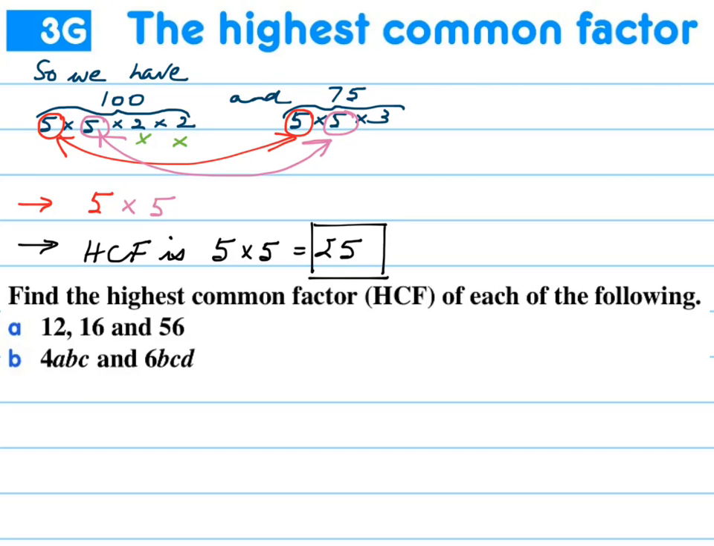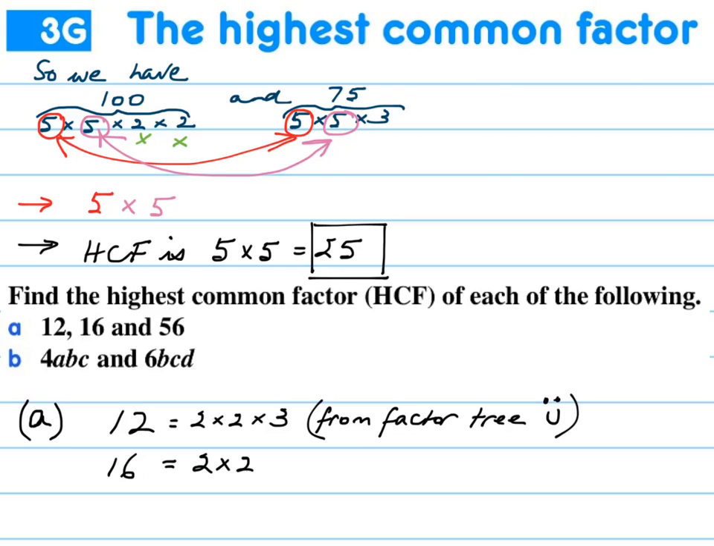Let's try some more while we're on a roll. Find the highest common factor in each of the following. We've got 12, 16 and 56, and then another one with some pronumerals in it which we'll tackle in due course. Let's do part A first. Let's factor tree them. 12 is 2 times 2 times 3. I'm assuming you know how to do a factor tree. 16 is 2 times 2 times 2 times 2, and 56 is 2 times 2 times 2 times 7. All prime numbers, you'll note.